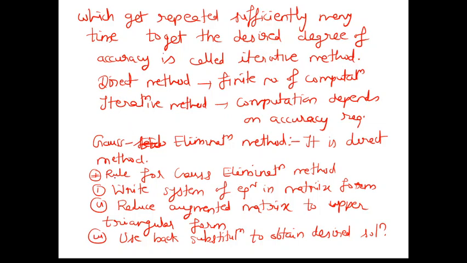So let's see what is the working rule for solving any system of linear equation by Gauss elimination method. The first step is to write the system of equation in matrix form. Then once we get a matrix form, we will reduce the augmented matrix to upper triangular form, and after getting upper triangular form, it is to be used to obtain the desired solution using backward substitution. I hope these three steps are clear to you all.